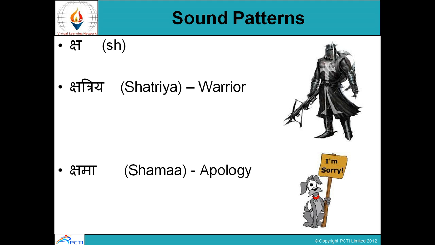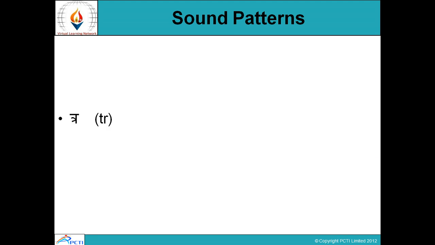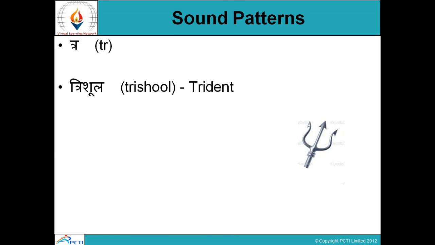Kshatriya. Kshatriya is warrior. Warrior is called Kshatriya. Shama. Shama is apology. You are asking for an apology. You say, I'm sorry. You are asking for an apology from somebody. So apology is Shama.